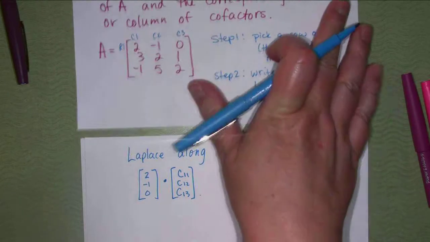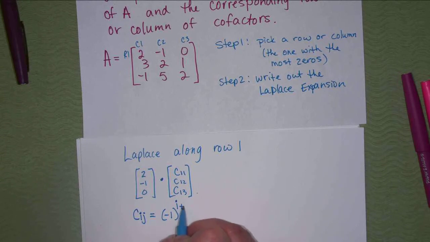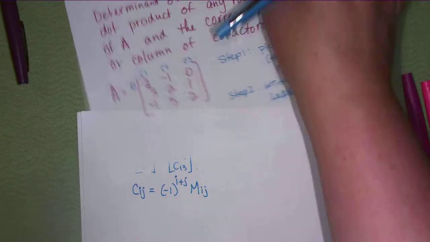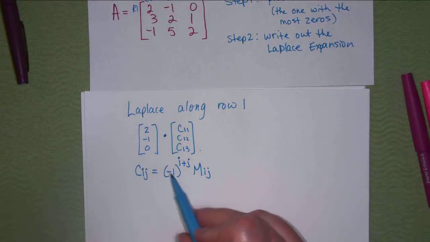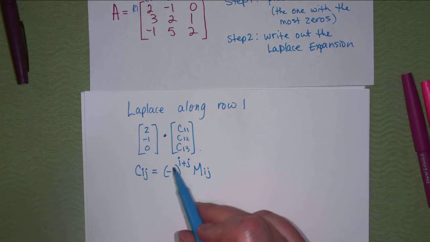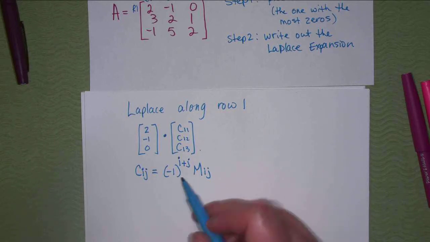So what are those cofactors? So the cofactor, any cofactor, is minus 1 to the i plus j times Mij. Now what the heck is Mij? This is getting worse. So, and this looks complicated, but it's not. I'll show you. That's just whether it's a positive or a negative sign. Okay? So don't worry about the negative 1 to the i plus j just yet, because that's really easy.